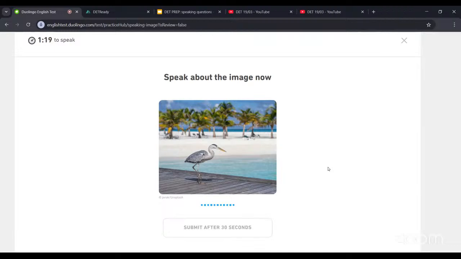Okay, I saw in this picture a beach. I think that is a beach because we can see in the background the ocean, maybe, and in the background we can see many trees, and in the middle of the photo I see a bird, and the weather is very sunny, and maybe is a vacation place.